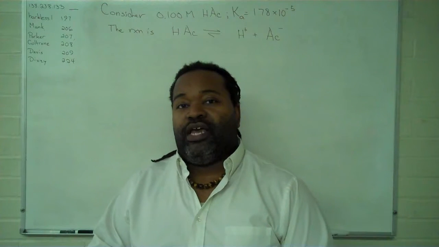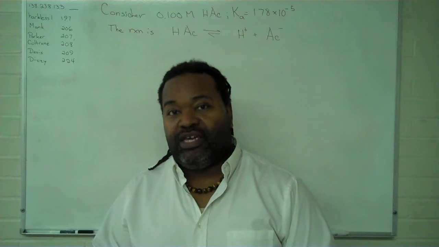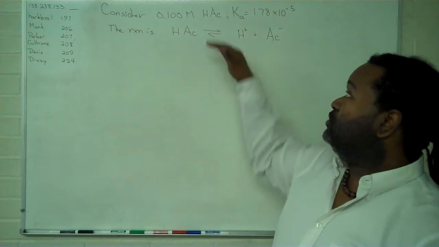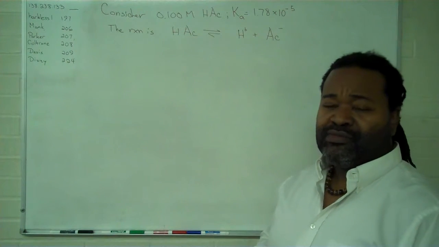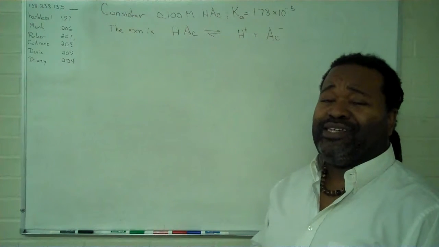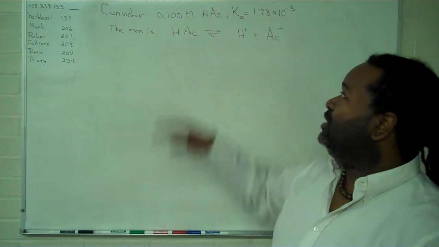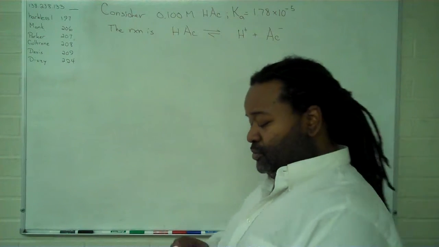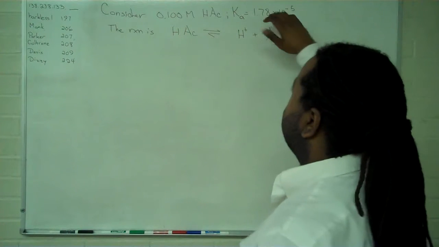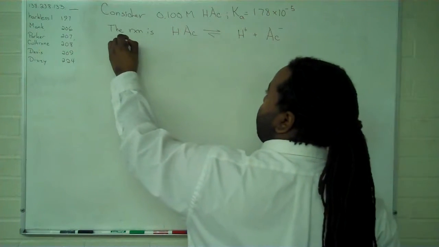This video will demonstrate how to find the pH of a weak acid or weak base. In this specific case, we're going to be using acetic acid. Rather than write out the complete formula for the acetate ion, I'm using shorthand AC. And so we have the overall reaction, the initial concentration, and a Ka.